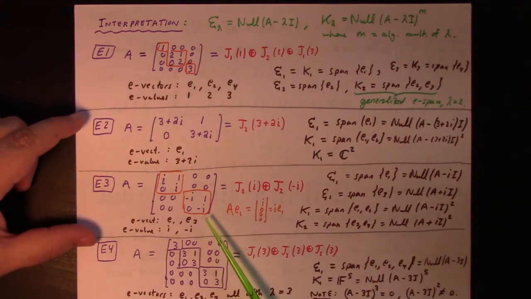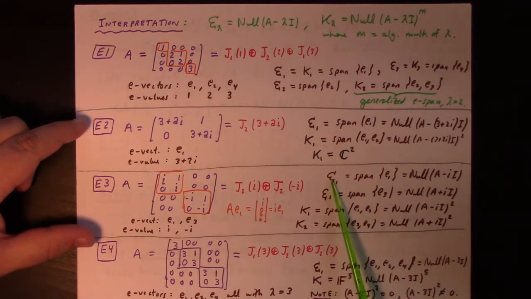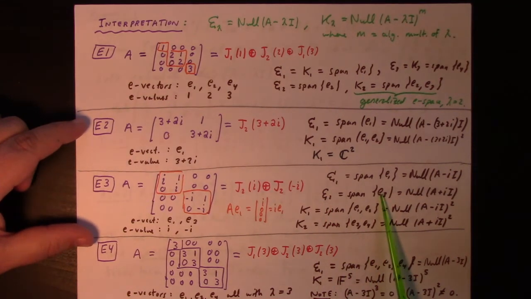And likewise, AE3 gives you minus E3, minus iE3, so that's an eigenvector with eigenvalue minus i. So the eigenspace for eigenvalue i is the span of E1. The eigenspace for eigenvalue minus i is the span of E3. And the generalized eigenspace for eigenvalue i is the null space of (A minus iI) squared.